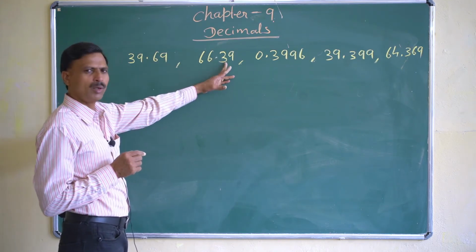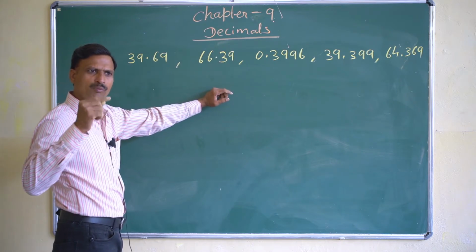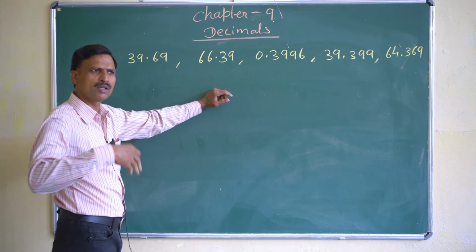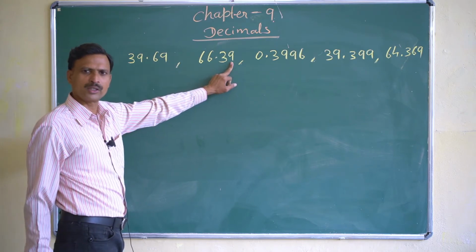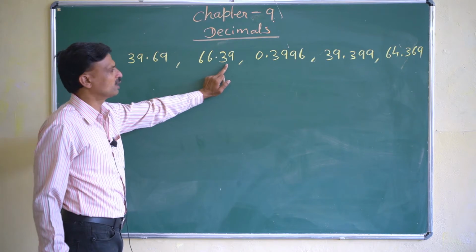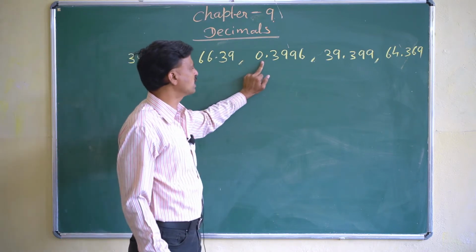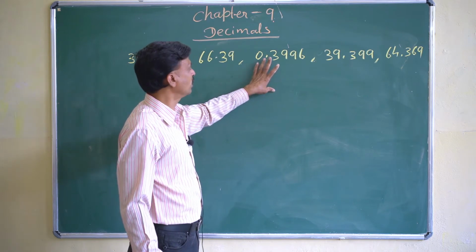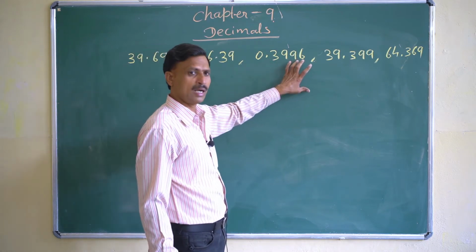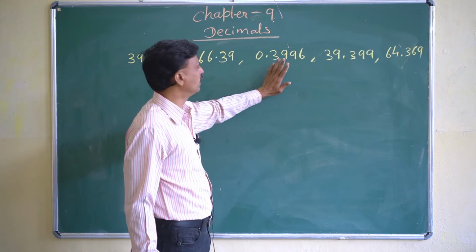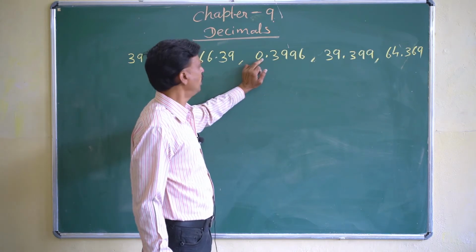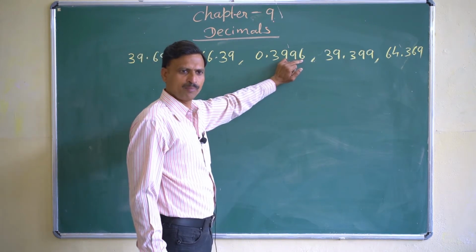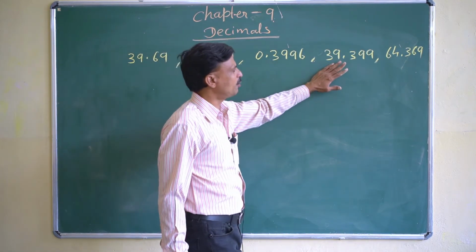So after the decimal, whatever number is given, we will pronounce it as single digits. Right, 66.39, and this one is 0.3996. Don't read this number as point three thousand nine hundred ninety-six, this is wrong. How will you read this number? You will read it as decimal 3 9 9 6. Got it now? This is the way. And this number, how will you read?